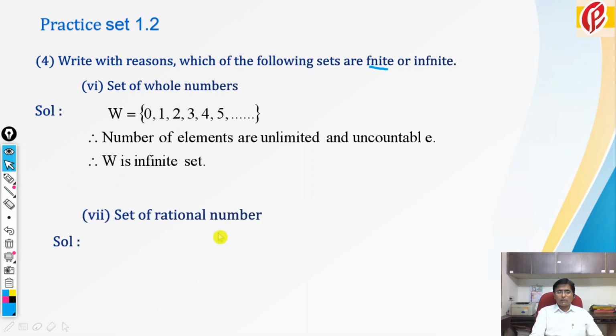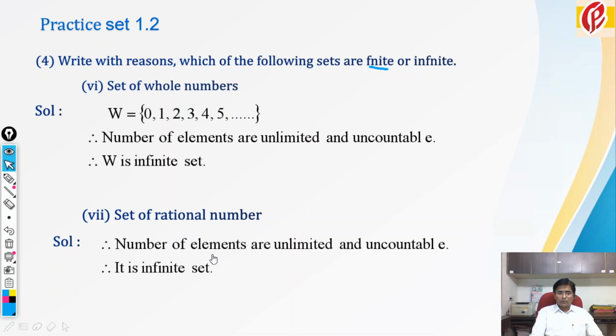7. Set of rational numbers. Now you know that rational numbers contain all integers, natural numbers, whole numbers, all these, and these are infinite, so the set of rational numbers is also an infinite set. Number of elements are unlimited and uncountable, so it is an infinite set.